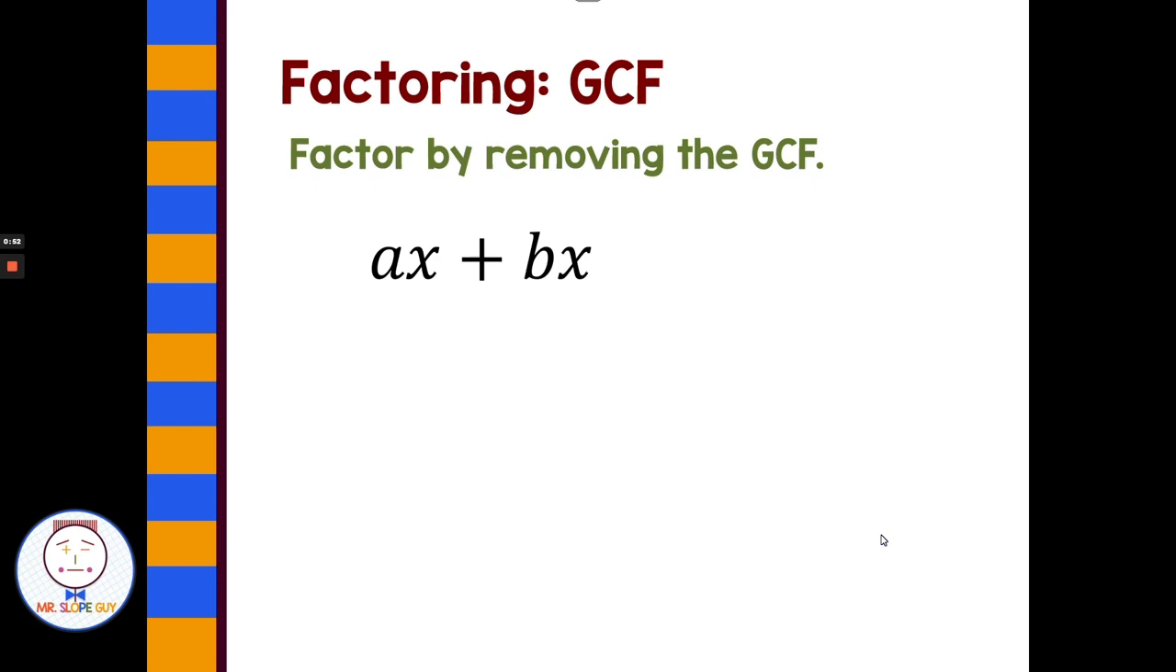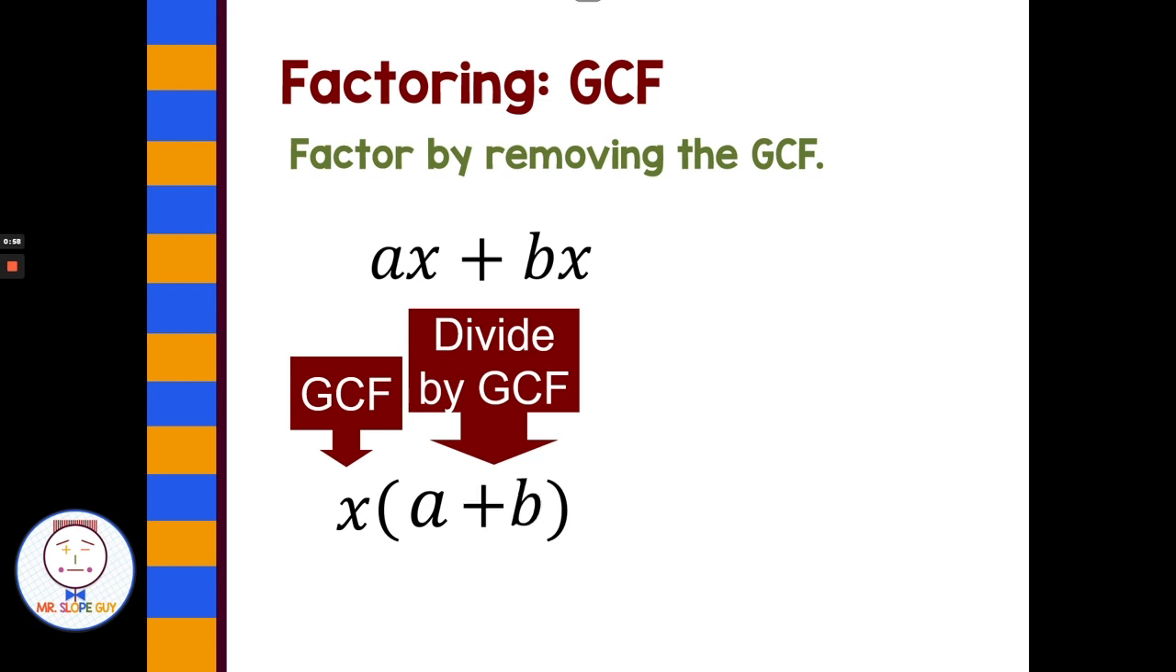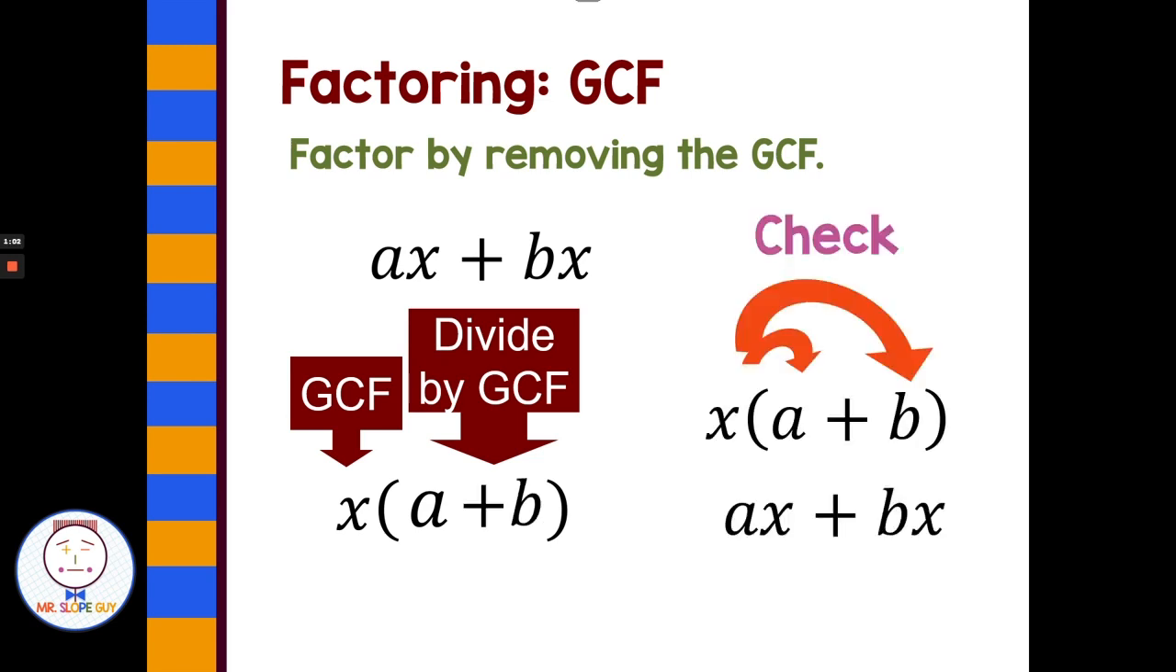So what would the GCF be in this case? GCF would be x. Remove the x, and we have a plus b. And we can check with the distributive property, multiplying it back, we get the original problem.